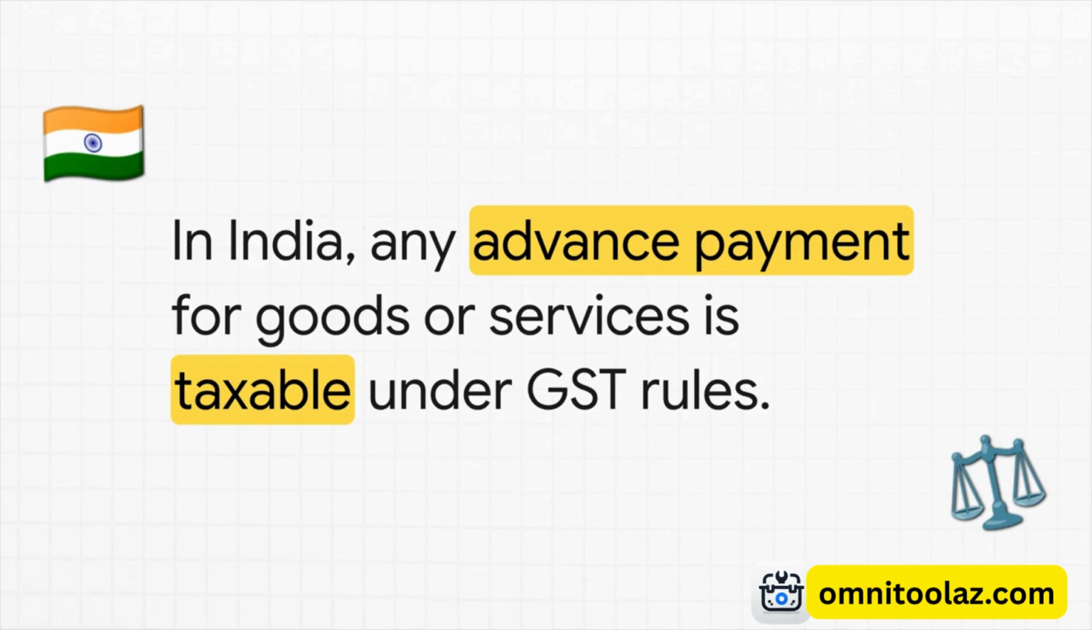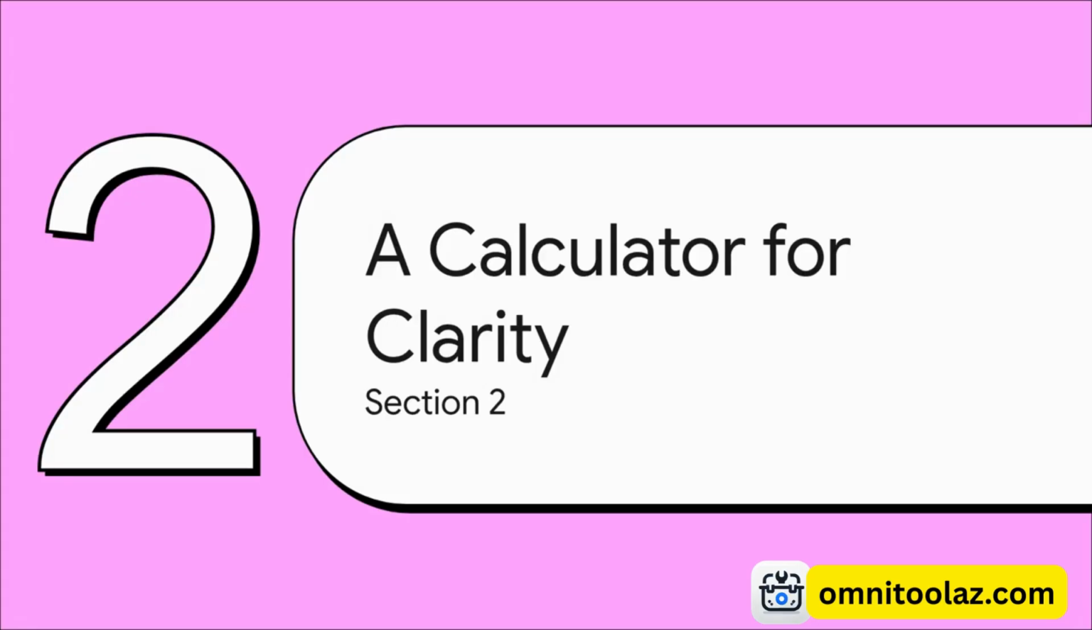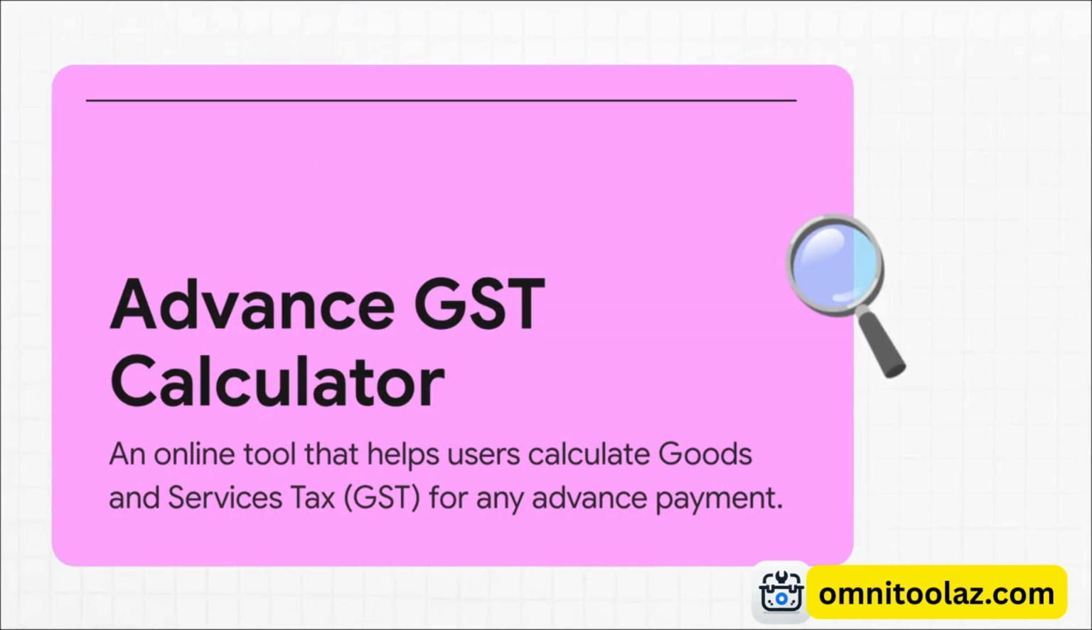Okay, so we've laid out the problem. Now let's get some clarity with the solution, a dedicated calculator. At its core, an Advance GST Calculator is pretty much what it says on the tin. It's an online tool designed to take all the guesswork and, frankly, the annoying manual math out of the equation. You pop in the numbers, and it instantly gives you the correct tax breakdown. It's simple, it's fast, and most importantly, it's accurate.